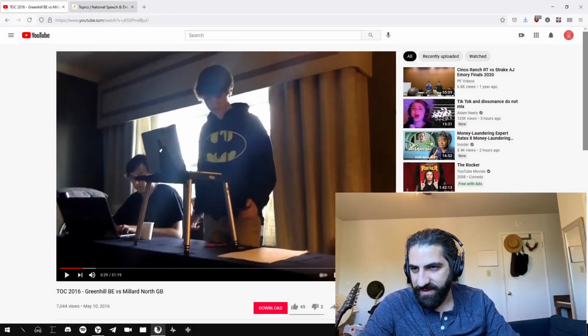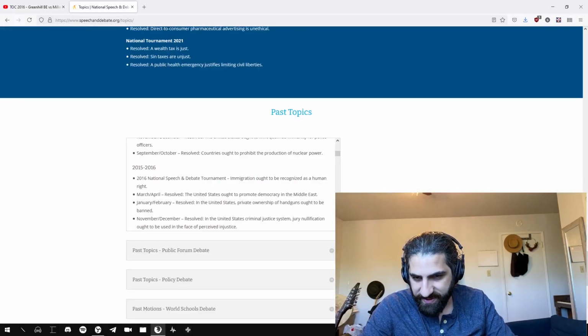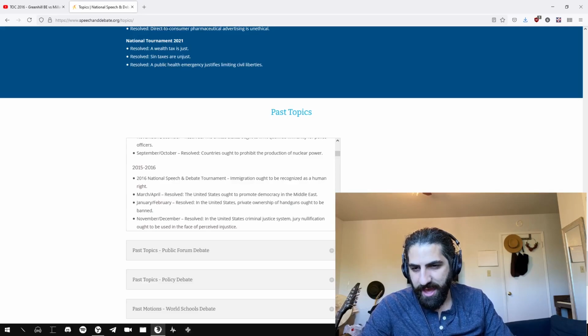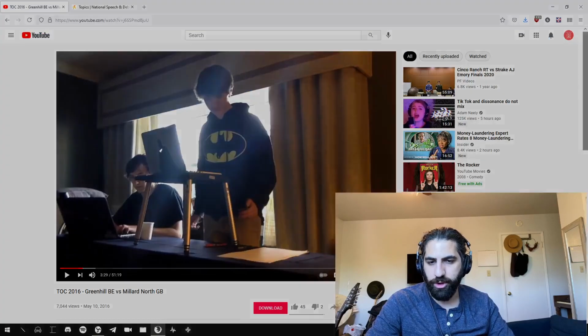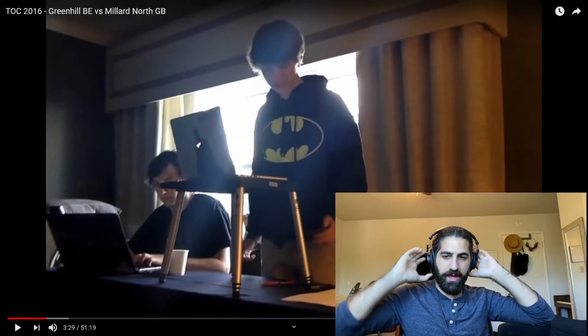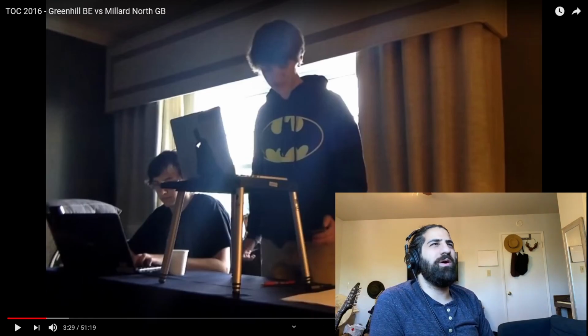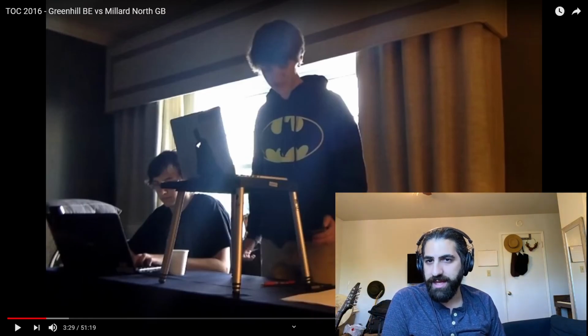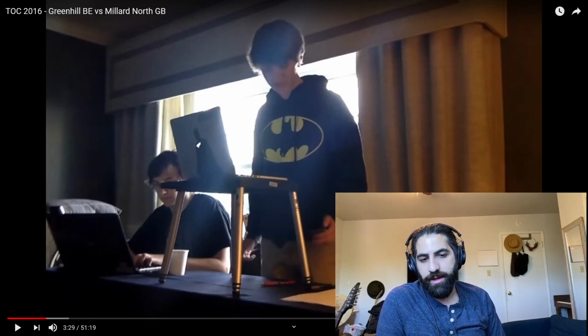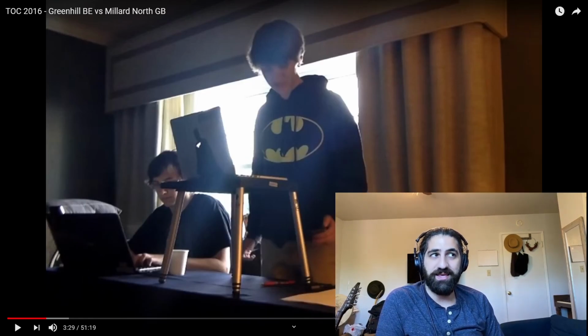Let's see. Do we have these old topics? So this is the gun topic. In the United States, private ownership of handguns ought to be banned. And what we're hearing so far is a bunch of reasons why gun ownership is bad. And some of them are not critical exactly, but people might call something like this semi-critical, right?